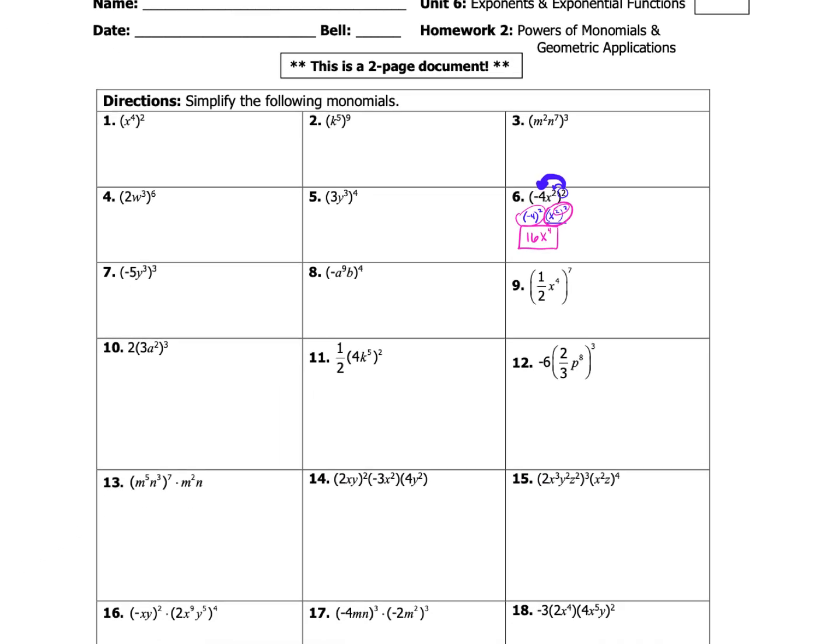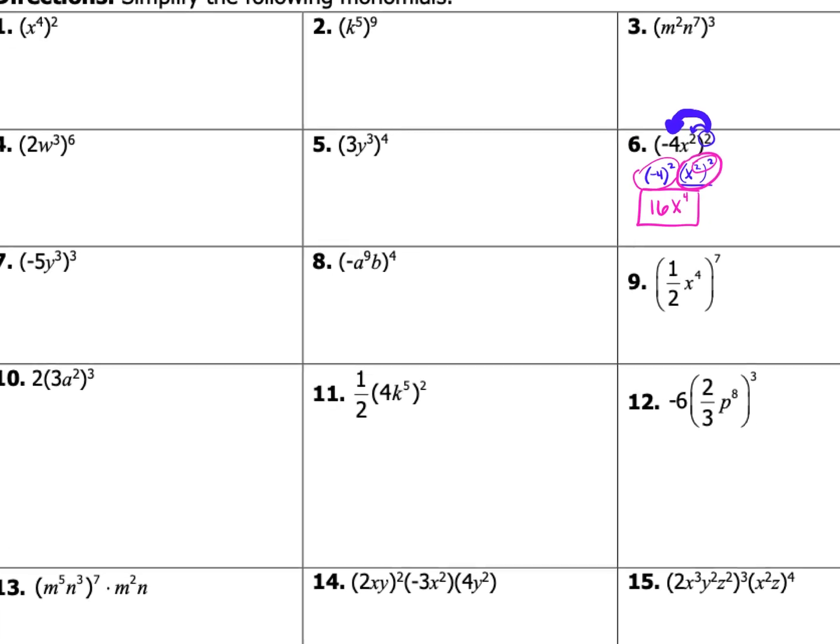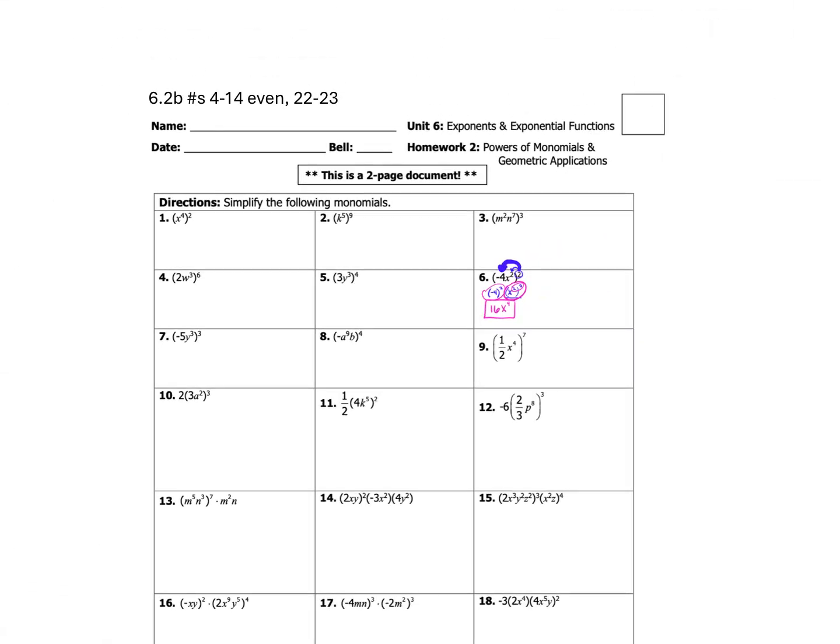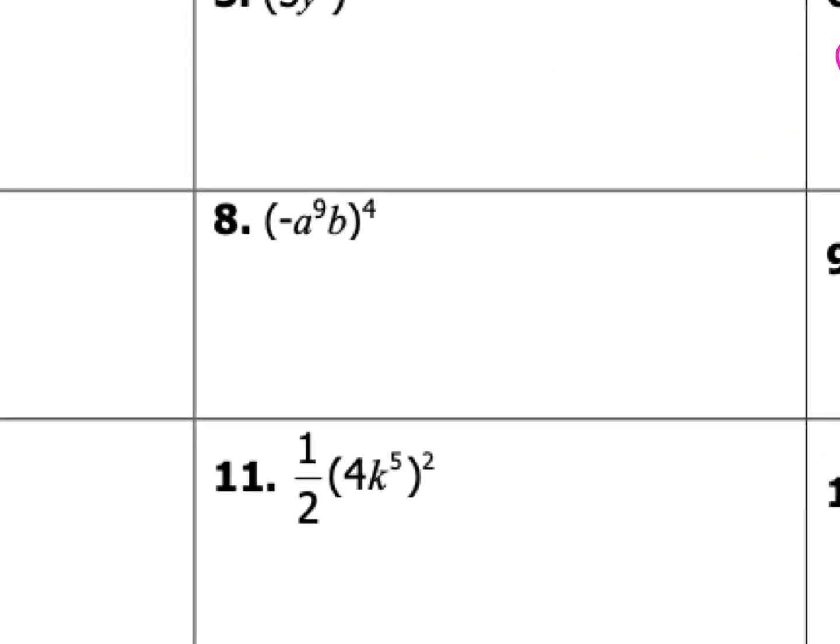Okay, let's take a look at another one. Number 8 here. You guys did that one, right? Yeah. Don't forget this negative out in front is acting like a -1 right now. So it's like saying -1a to the 9th b, and then all of that taken to the 4th power. So if you take a -1 to the 4th power, that's actually the number 1. So essentially that one's going to feel like it disappeared because a 1 out in front doesn't change anything.